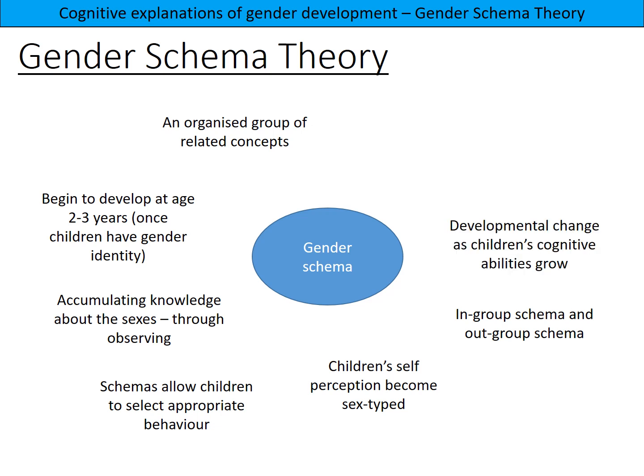Developmental change: as children's cognitive abilities grow, as they become more and more cognitively developed, these schemas also develop. And finally, schemas become more flexible as the children grow older. That's really important. At the beginning they're quite rigid, quite inflexible, and as they become older, they gain that flexibility.